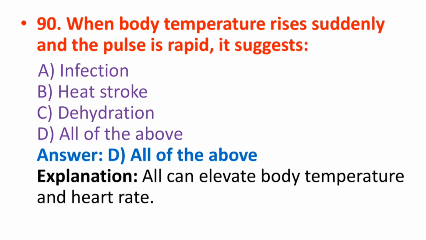When body temperature rises suddenly and the pulse is rapid, it suggests option A, infection, option B, heat stroke, option C, dehydration, option D, all of the above. The correct answer is option D, all of the above. Infection, heat stroke and dehydration all elevate body temperature and heart rate.